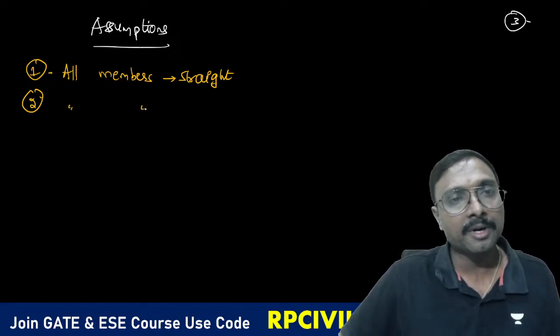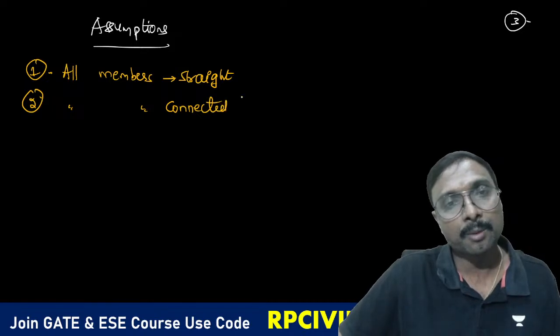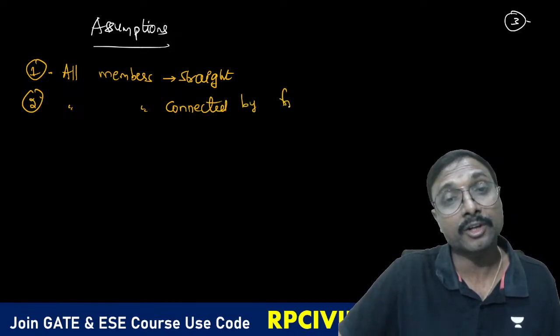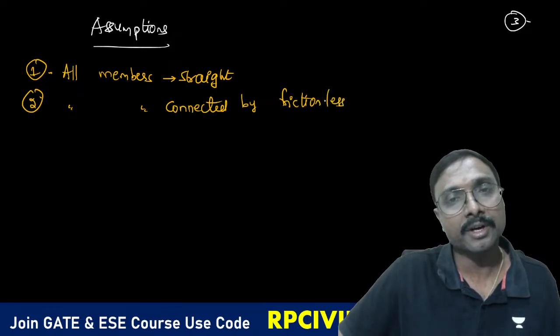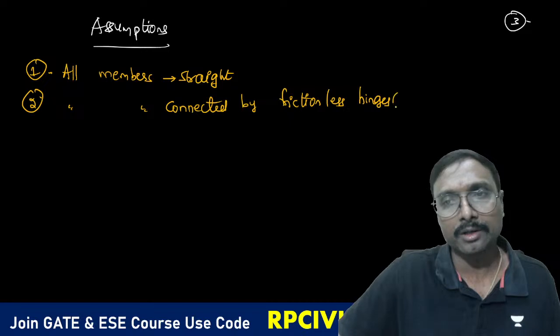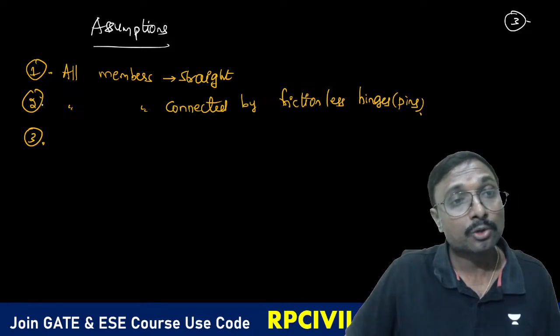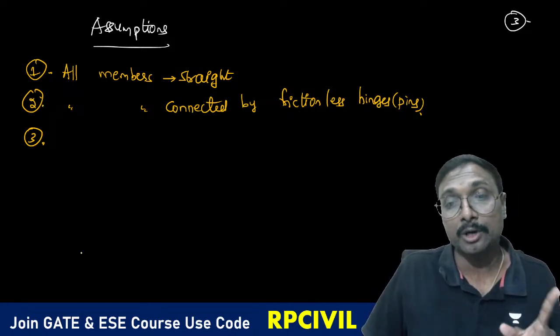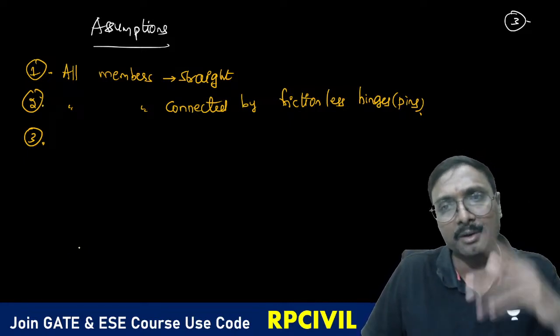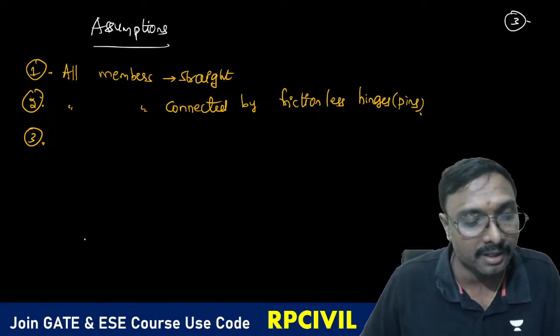Now, all members are connected by what? Frictionless hinges only. Hinges, or you can also call them pins. So we have mentioned pin joints just now. All are connected together by pin joints only. Whatever members and joints you are taking are formed by these pin joints.